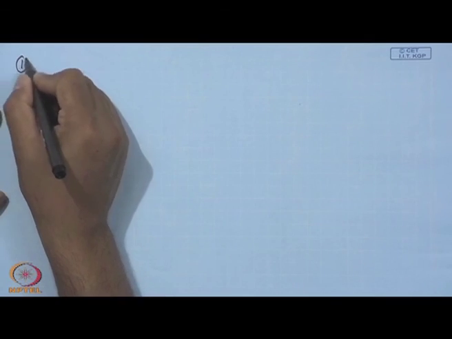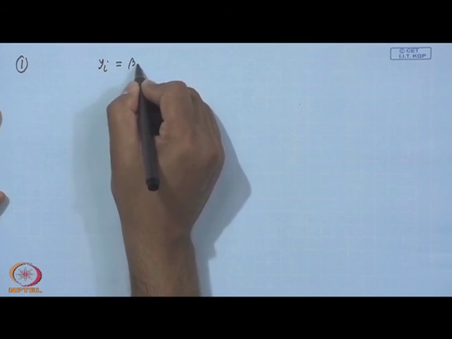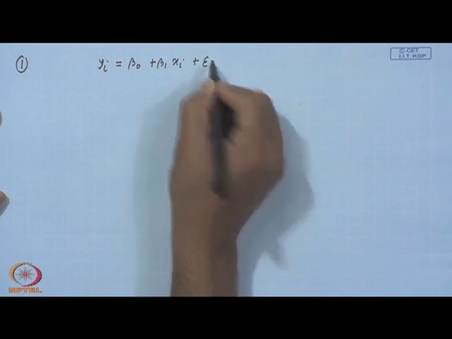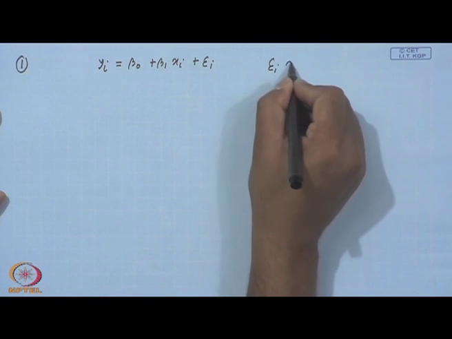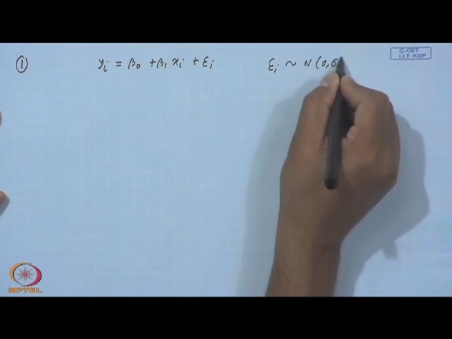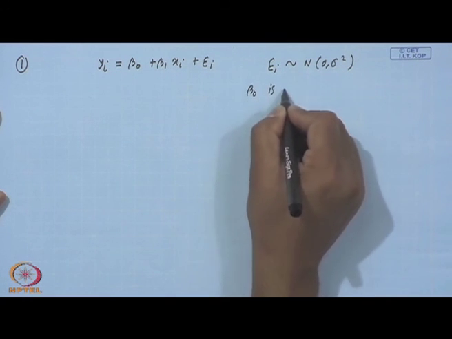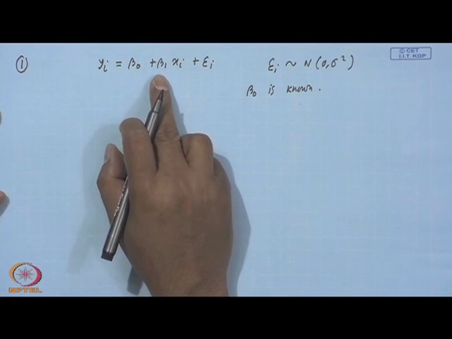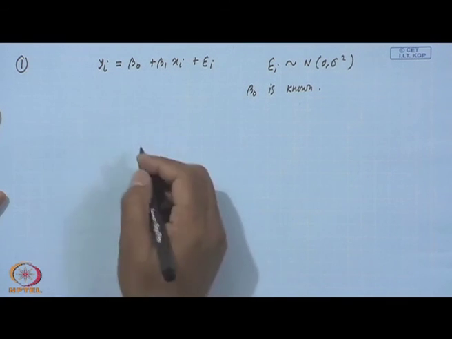The first part is: you are given a model y I equals beta naught plus beta 1 x I plus epsilon I, and epsilon I satisfy all these assumptions, assume normal 0 sigma square. The only thing is that here beta naught is known. Okay. So, you only have to find the least square estimator for beta 1 hat. So, how do we find that?